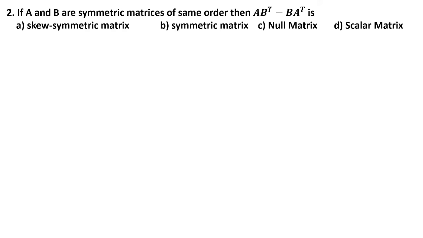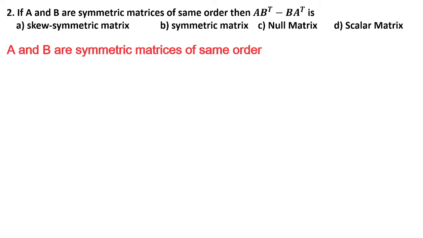Let us move on to question number 2. A and B are symmetric matrices of the same order. Then we have to check what type of matrix is given: AB transpose minus BA transpose, whether it is skew symmetric, symmetric, null or scalar. Further, let us start with the given information.